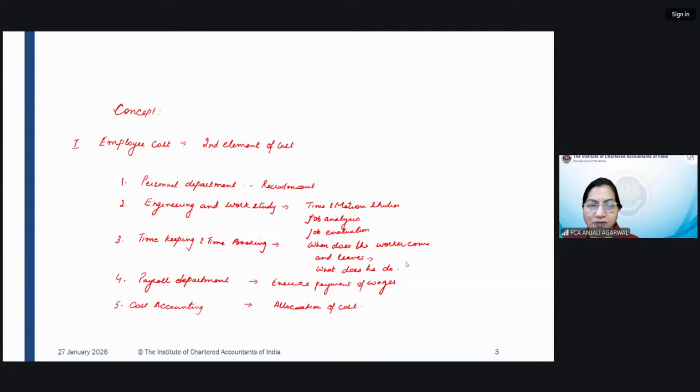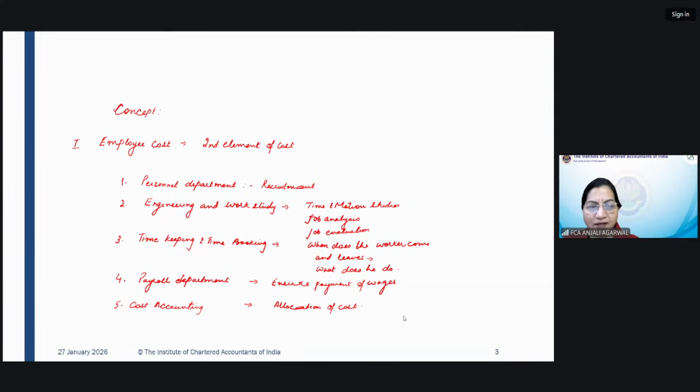The timekeeping and time booking department's job is to see whether the worker is coming into the factory, what time he is leaving, and when he is on the factory floor, what time he is spending on various jobs. For that, job cards or workers' records are kept. He is asked to fill in all the details on what job he is working on, for how many hours, and so on. The payroll department ensures that the right wages are calculated and paid, and deductions are made and deposited in the funds.